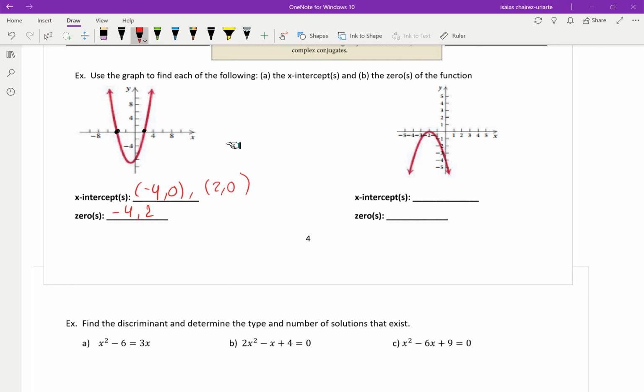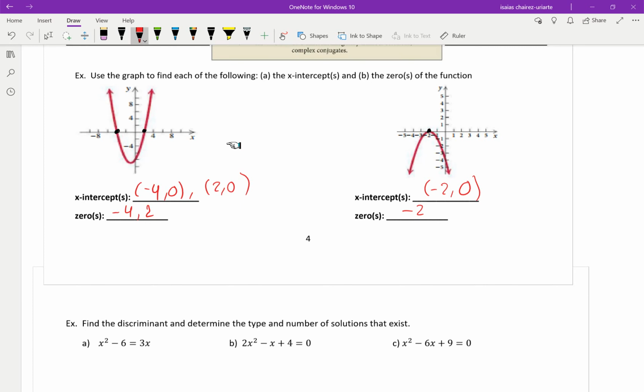Okay, so for the next one, it looks to me as though I only have one x-intercept, and the x-intercept is (-2, 0). That's right there. So then what's the zero that corresponds here? Well, I guess that would be -2. So it's sort of the same thing, x-intercepts and zeros, except that the zero is just the solution to the equation. The x-intercepts, well, those are points.